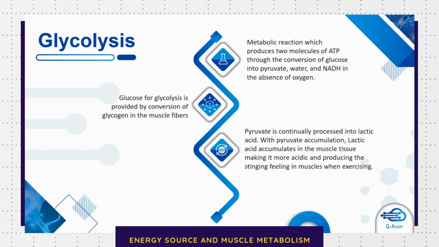Now, the pyruvate which is generated as a result of glycolysis is processed into lactic acid, especially in the absence of oxygen. So once there is anaerobic glycolysis, this cannot go on for a long time because the tissue becomes acidic and the muscles will undergo fatigue. So this process of glycolysis can provide energy to the muscle only for about 30 seconds.